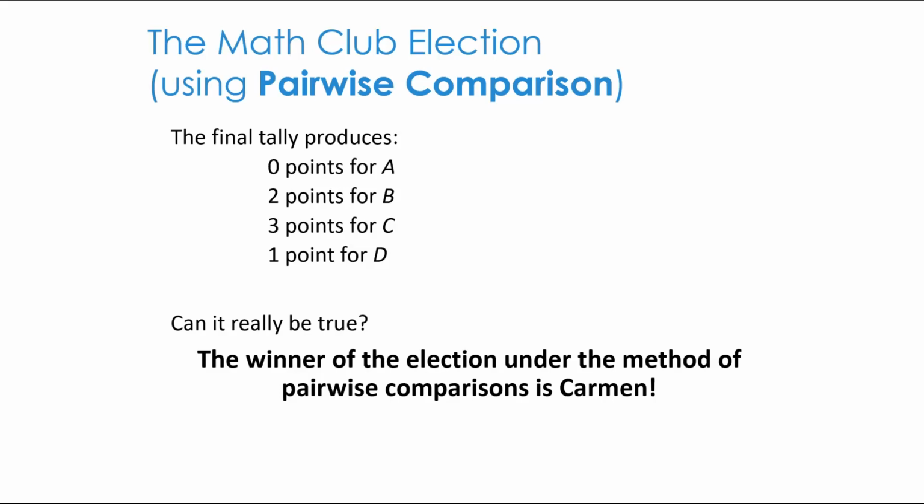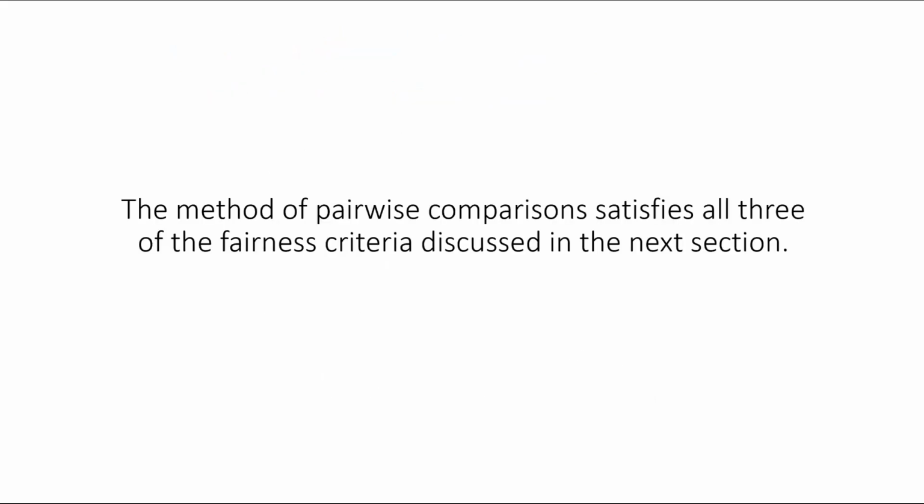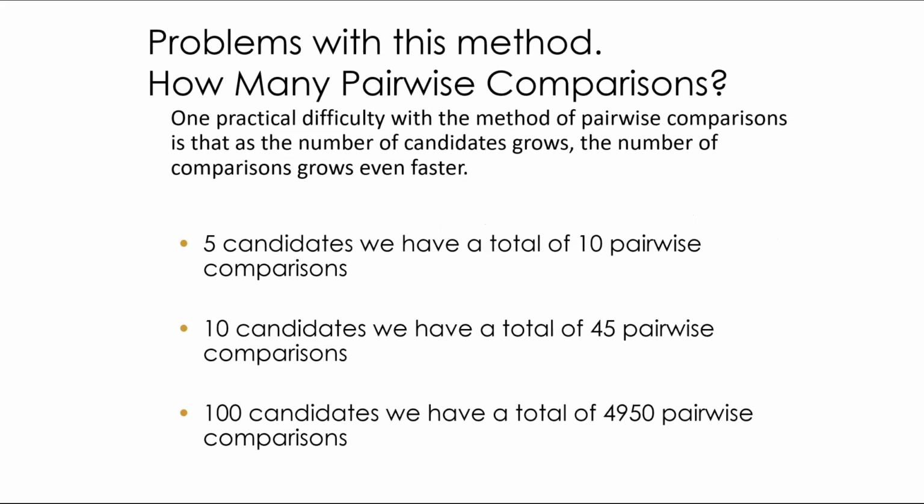Now, we have done 4 methods of fair voting counting, and we've gotten 4 different winners. So the method of pairwise comparisons satisfies 3 of the fairness criteria we're going to discuss in the next section. But why don't we do it then? If it's the, quote, most fair, well, because it can get really time consuming. 5 candidates, we would have to do 10 comparisons. 10 candidates, 45, and you can see that that's just extremely time consuming.